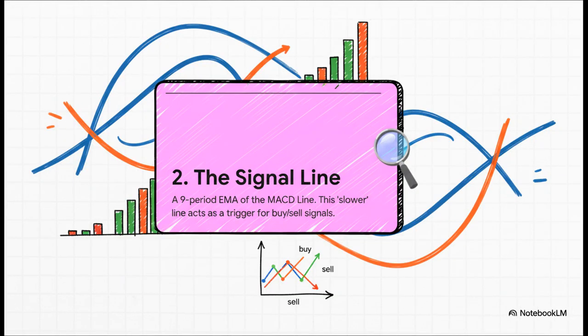Okay, so you've got this fast-moving MACD line. Now you need something to compare it against, right? That's where the signal line comes in. The signal line is just another moving average, but it's an average of the MACD line itself. This smooths everything out and gives us a baseline, a slower line. And the magic happens when our fast line crosses over this slow line. That interaction is what we're watching for.